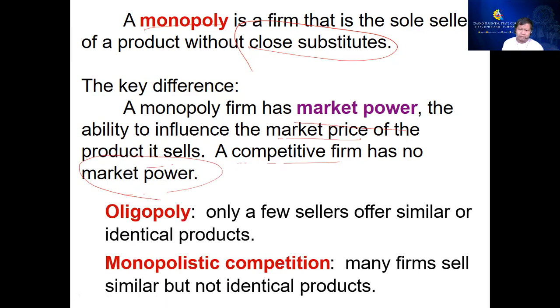So another market, we have the oligopoly, no? Only a few sellers offer similar or identical products. Sa oligopoly, few sellers. Di pareha sa competitive, many sellers, no? Sa mono, isa lang gid ang nag-produce. So the monopolistic competition: many firms sell similar but not identical products. Daghan na sila, competition man. Okay?